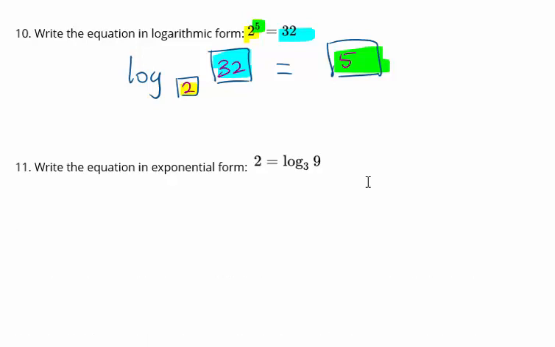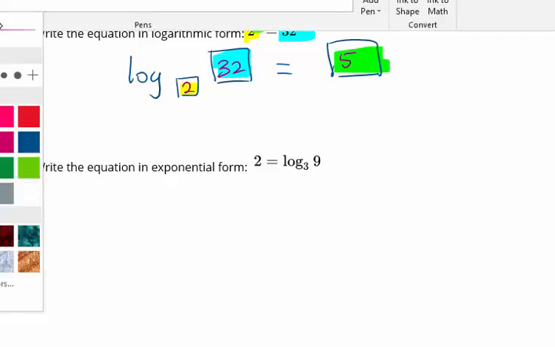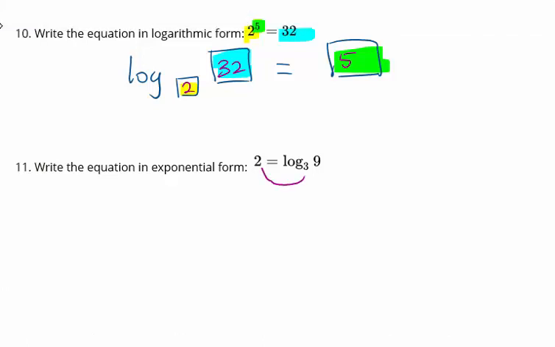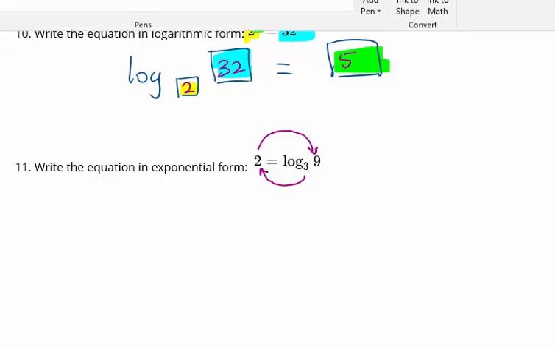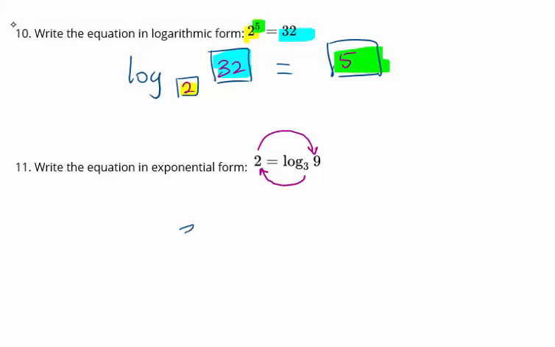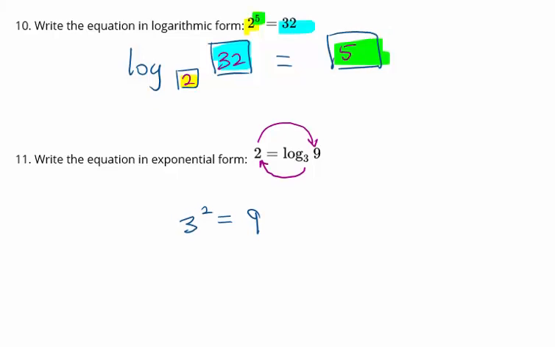Okay, number 11, we're kind of doing the opposite, and so start with the base, raise to the power, which is on the opposite side of the equal sign, and then come back around to the argument. So altogether we get 3 to the second is equal to 9, which is a true statement.